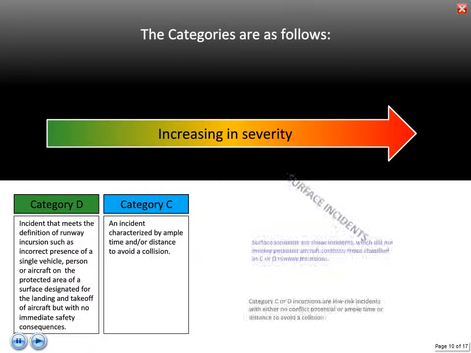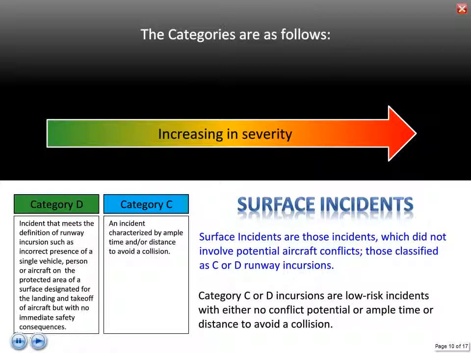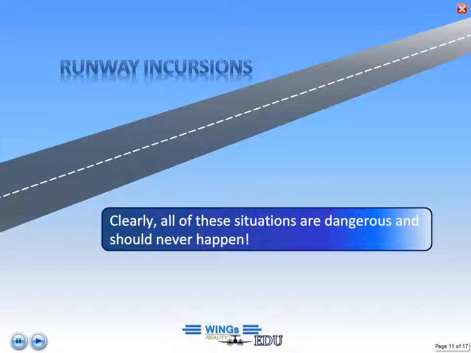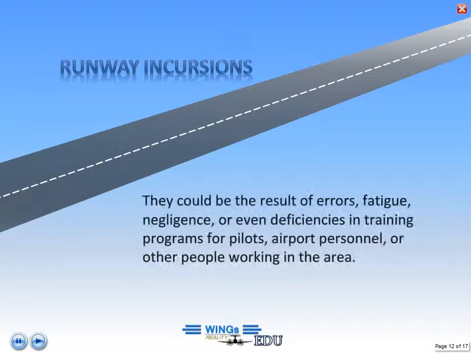Category C and D runway incursions are classified as surface incidents, or those incidents which did not involve potential aircraft conflicts. Category C or D incursions are low-risk incidents with either no conflict potential or ample time or distance to avoid a collision. It's pretty clear that all of these situations are dangerous and should never happen. They could be the result of errors, fatigue, negligence, or even deficiencies in training programs for pilots, airport personnel, or other people working in the area.